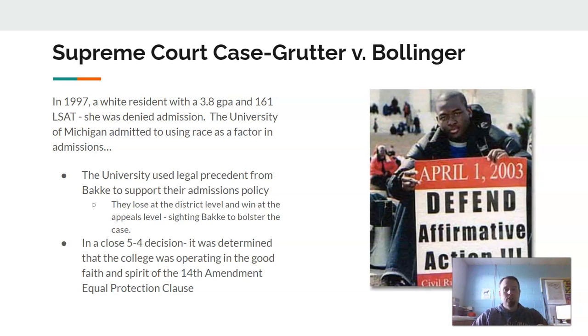So they actually lose at the district level, and win at the appellate level or the appeals level, which then, if you lose at the district level, it goes to a federal appellate court, and they win at the federal appellate court.